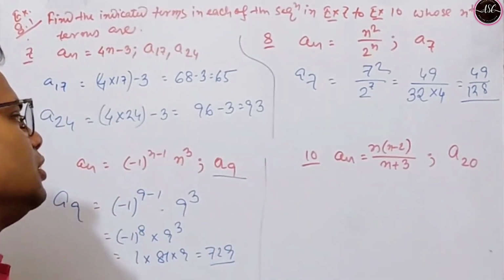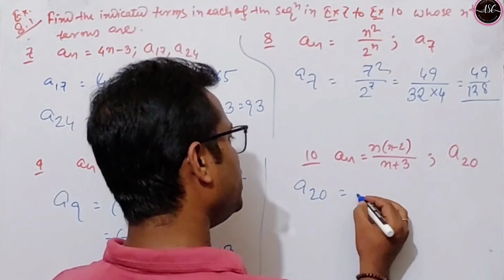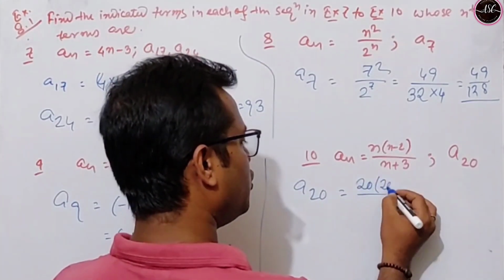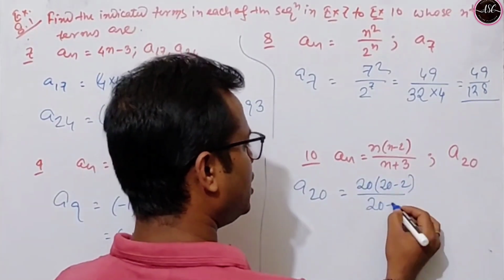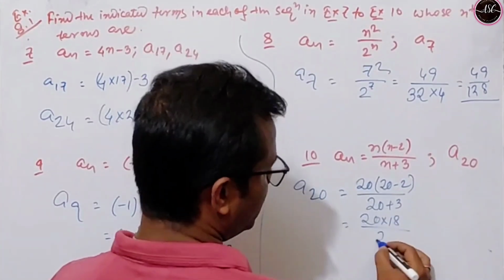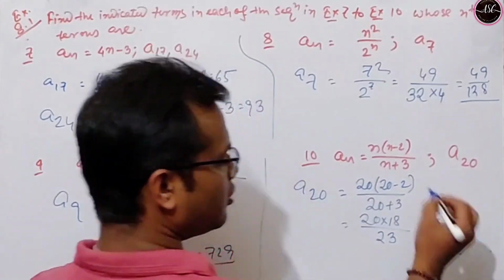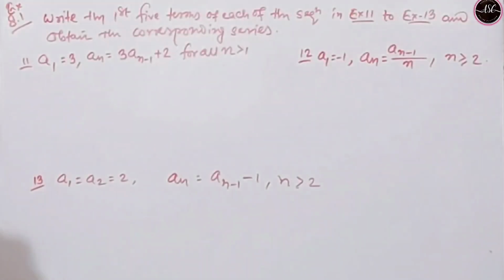And for this, we will find the 20th term. That means A20. Okay. Just put 20 in place of n. 20 into 20 minus 2 divided by 20 plus 3. That means 20 into 18 divided by 23. That means this is 360 divided by 23. Okay, very easy. Let's look at this question.